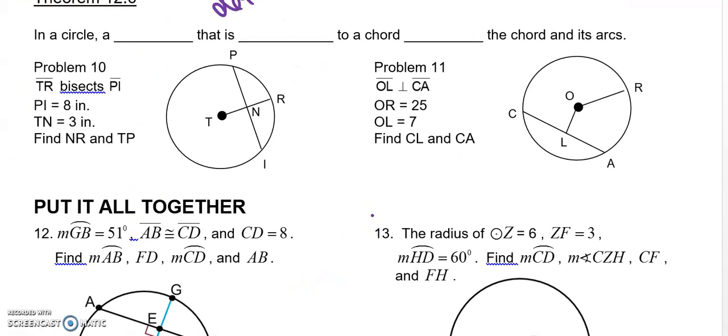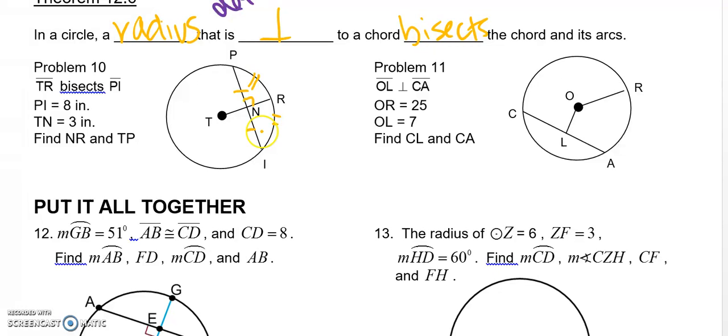And then finally, in a circle, a radius that is perpendicular to a chord bisects the chord and its arcs. So these two pieces are the same, and then these two arcs are the same because it says it's bisecting that, which means this is perpendicular.